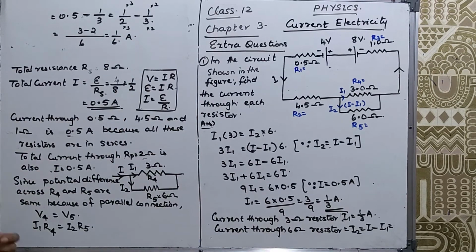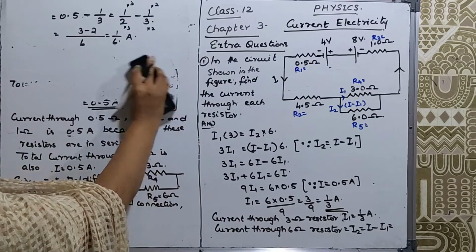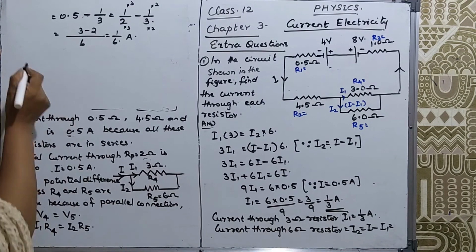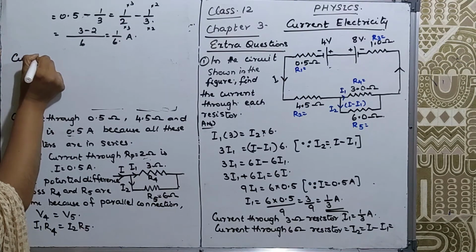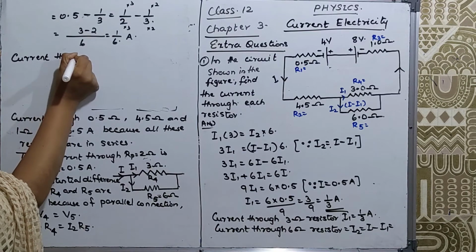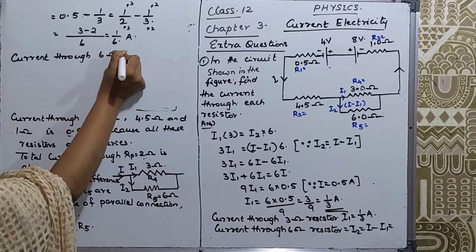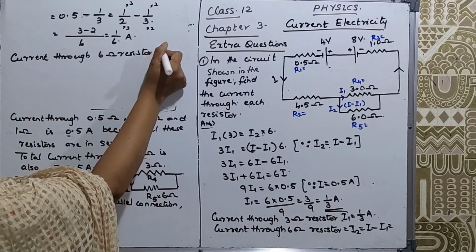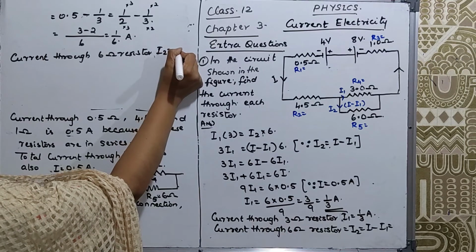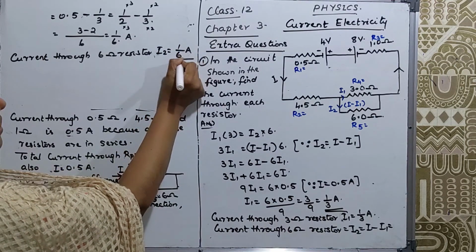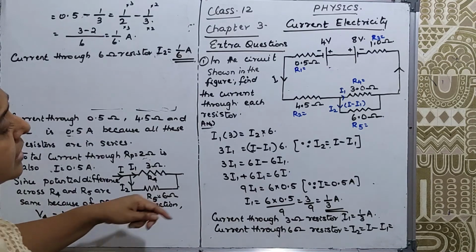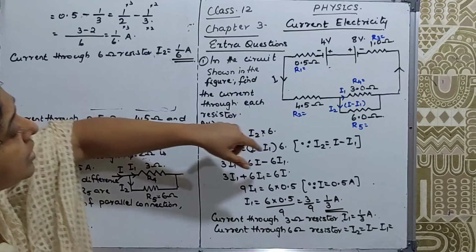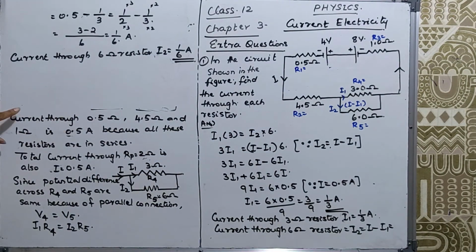Therefore, the current through the 6 ohm resistor is I2 equal to 1 by 6 ampere. So we found the current I1 through the 3 ohm resistance and I2 through the 6 ohm resistance also. Now we found the current through all the resistors.